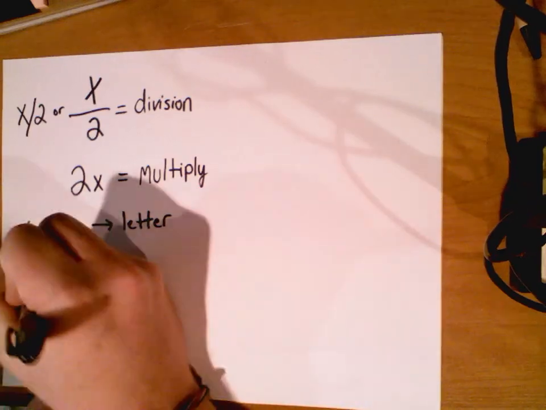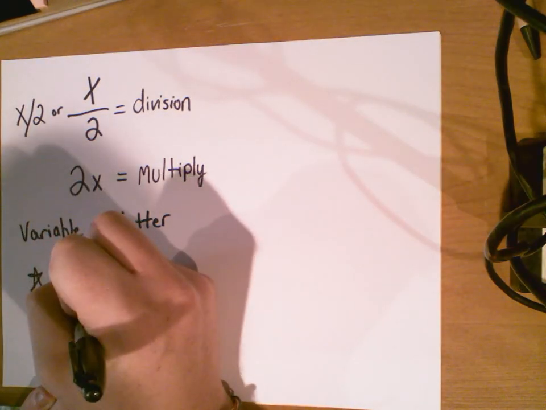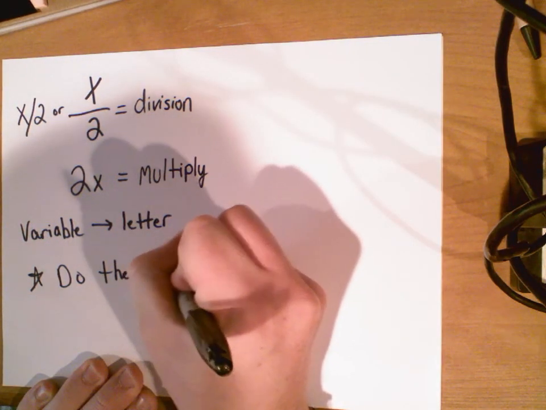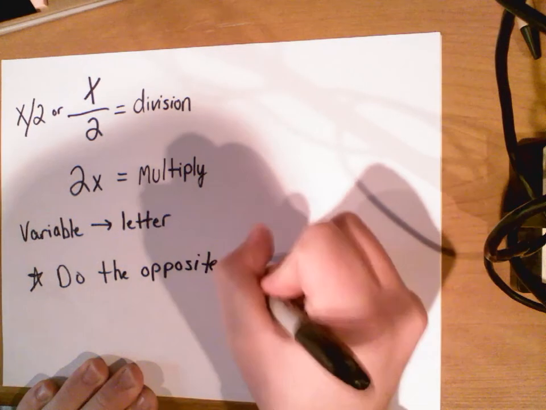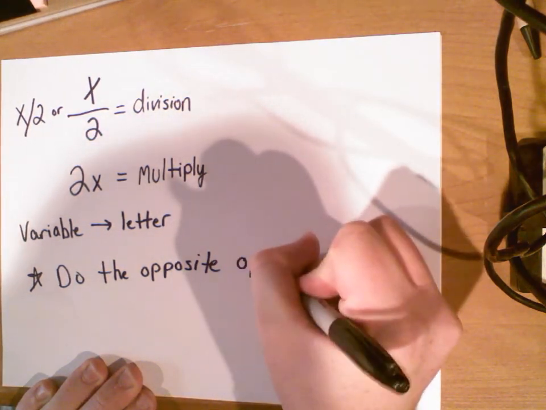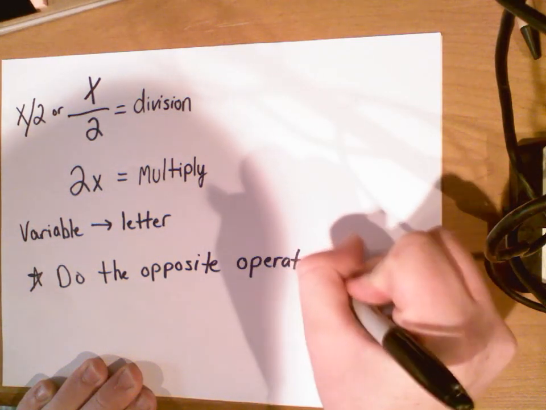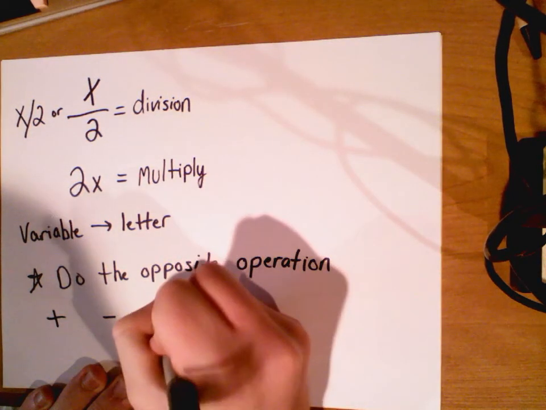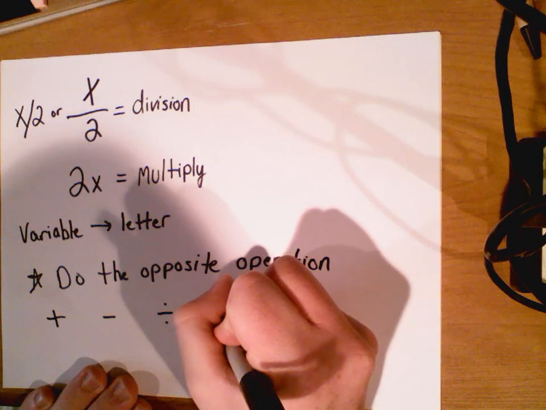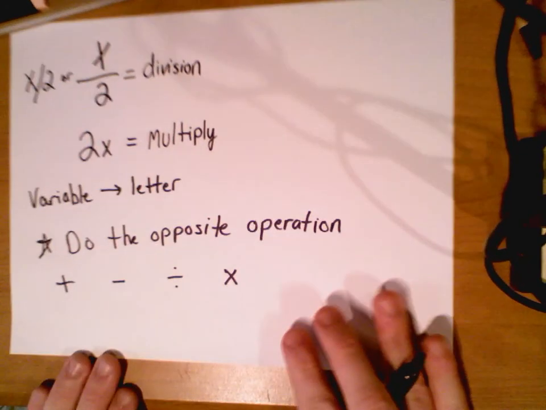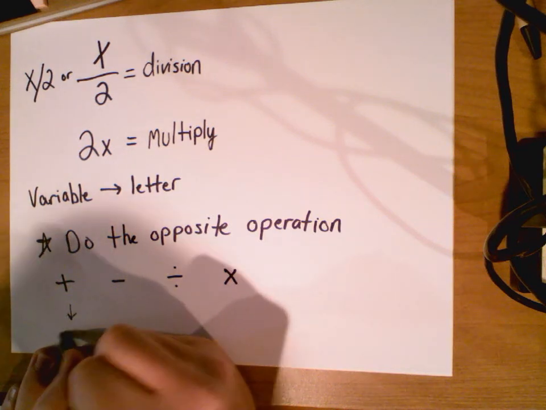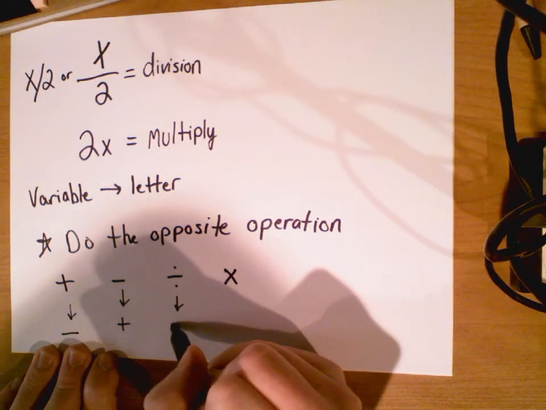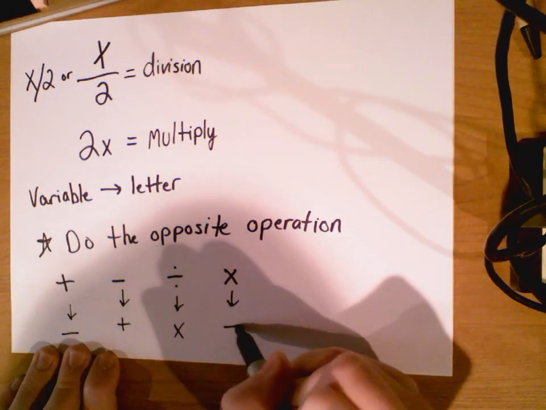Before I do that, here's a huge tip. When we're trying to find a variable, you want to do the opposite operation. What's an operation? Well, that's plus, minus, division, or multiplication. Okay, so the opposite of addition we know is subtraction. Subtraction is addition, division is multiplication, and of course, multiplication is division.